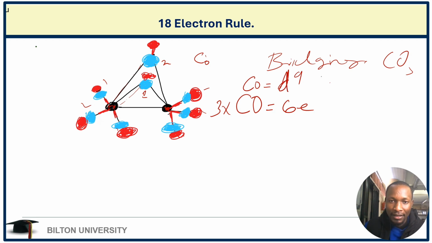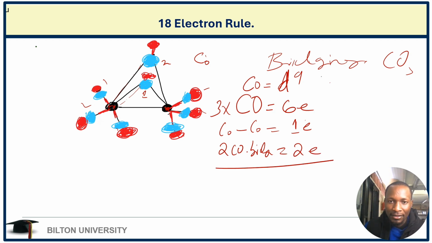This is d9. Then we have the metal bond. We have one cobalt bond, so it's going to be 1 electron. And then we have 2 bridging carbonyls, and that's going to give us 2 electrons. Let's add them together: 9 plus 6 is 15, 15 plus 1 is 16, 16 plus 2 is 18. So it gives 18 electrons, and that follows the 18 electron rule.